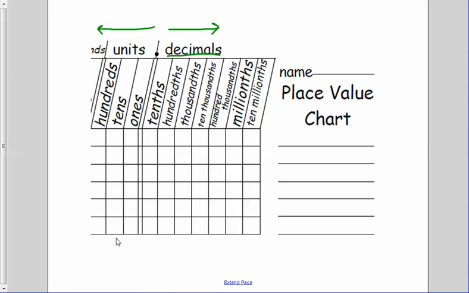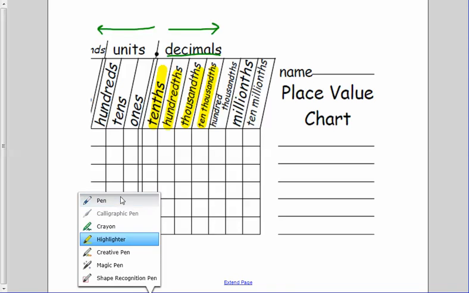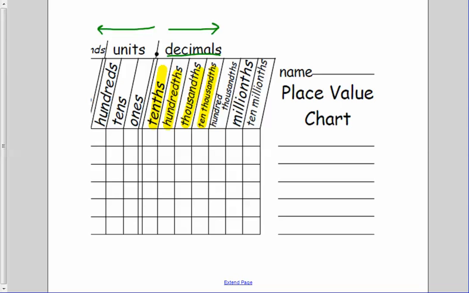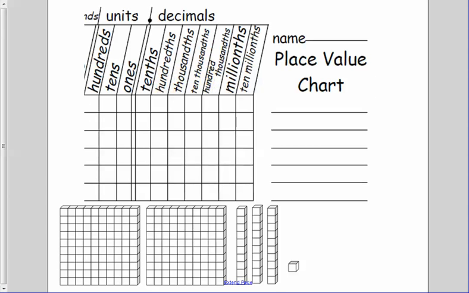Now everything to the right of our decimal point, those are decimals, and those are parts of a whole. And again, we're going to focus on our tenths, hundredths, thousandths, and ten-thousandths. We could continue on to hundred thousandths, millions, 10 millions, 100 millions, billions, and so forth. But for today's purpose, we're just looking at our four place values: tenths, hundredths, thousandths, and ten-thousandths.